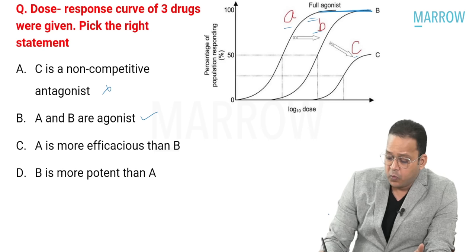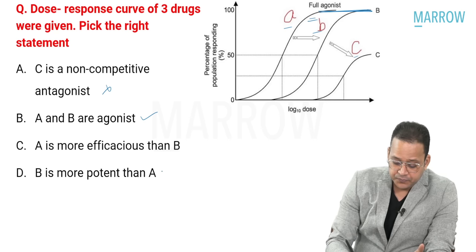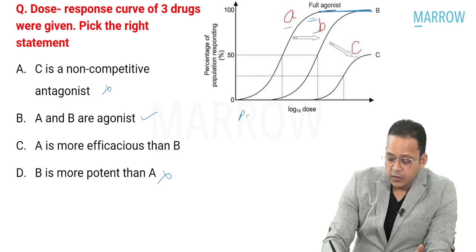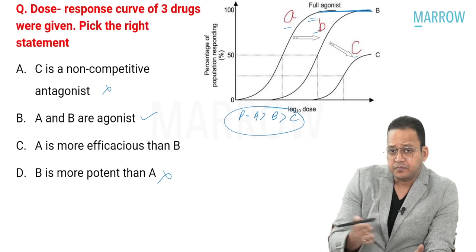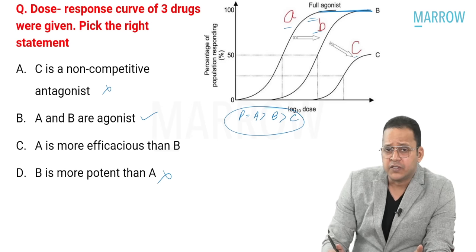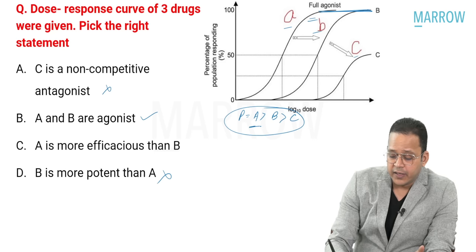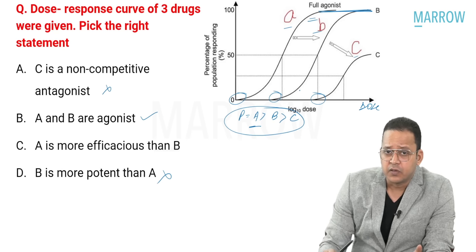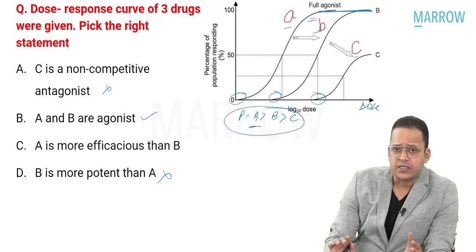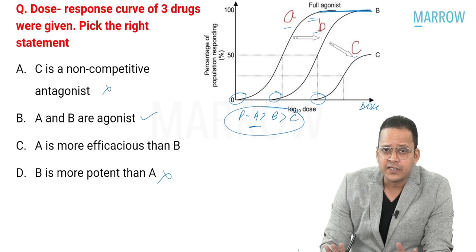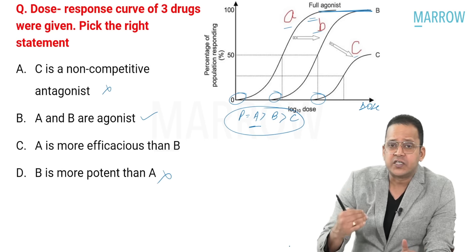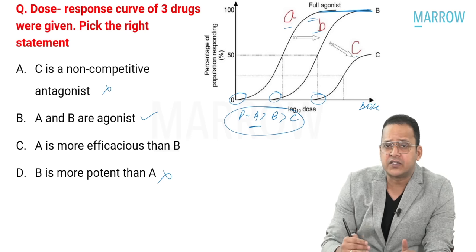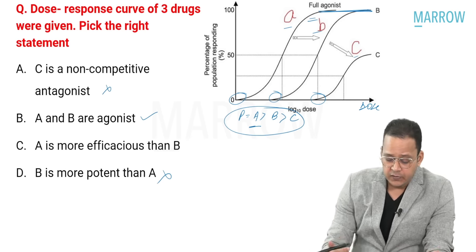B is more potent than A. It is false, because here, potency of A is more than B is more than C. The reason being, lesser is the dose, more is the potency. And the lesser dose here is for A because it's the dose axis, isn't it? Lesser dose is for A followed by B followed by C for the same particular response. So potency A more than B more than C. So it's not a difficult one. A and B are agonists is a true statement. So dose response curve, it is one of the most frequently asked graphs in pharmacology, right?